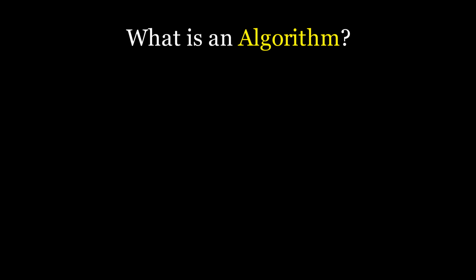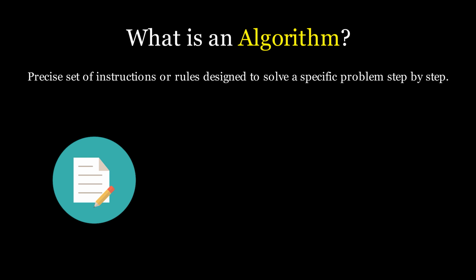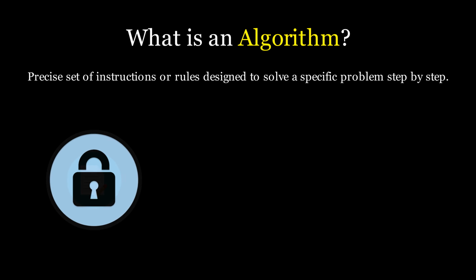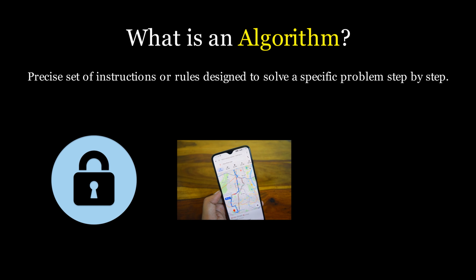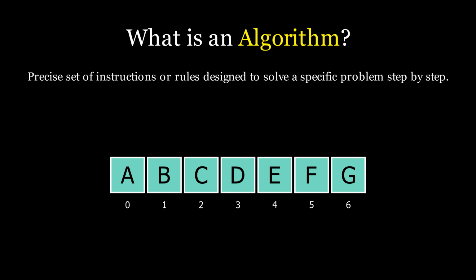Now, an algorithm is a step-by-step procedure used to solve a particular problem. When a file is encrypted, there is an encryption algorithm that is working. When you use Google Maps to reach your destination, there is an algorithm finding the best path for you. And you are watching this video probably because YouTube is suggesting you using their recommendation algorithms. Now let's solve a real problem using an algorithm.